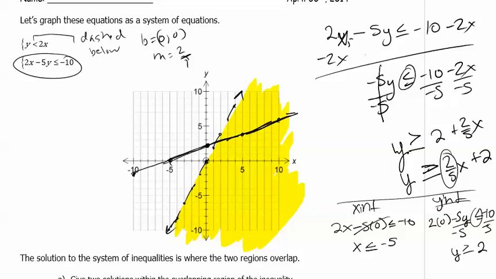That one will be filled in, which means that the boundary points are included. And this one tells me that I'm shading above. So I'm shading above this line. I'm going to shade in blue.